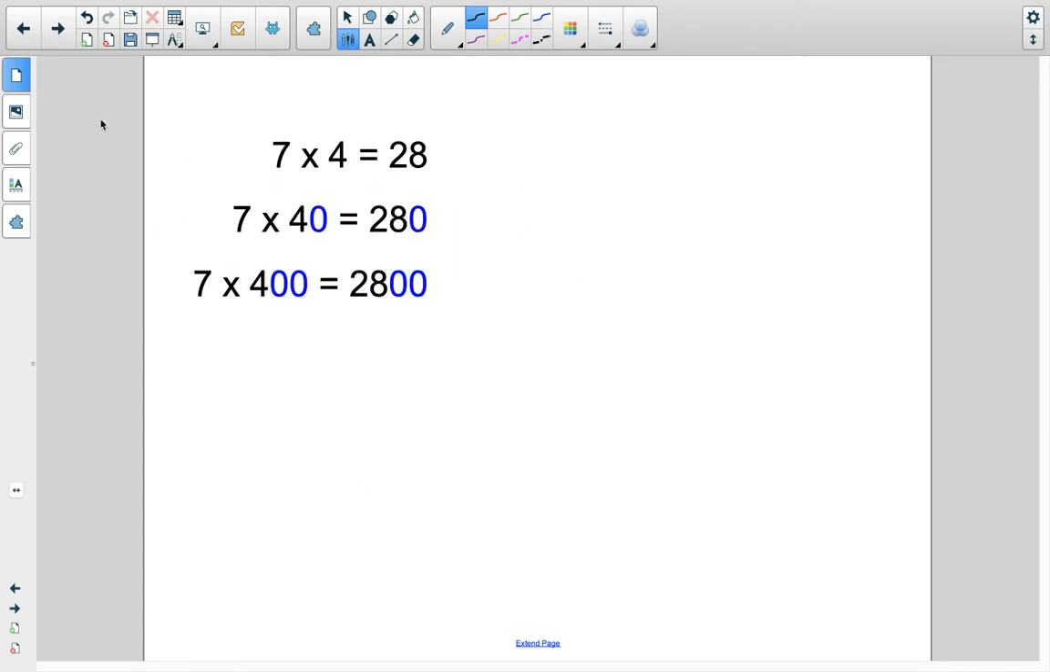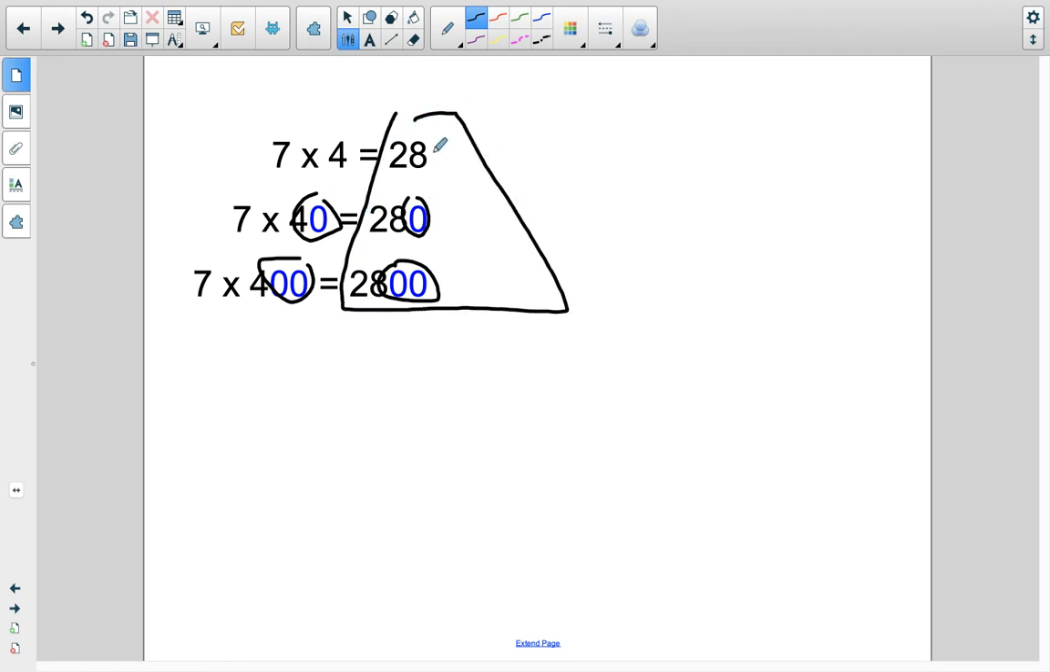So let's take a look at what that might look like if I draw it out a little more. 7 times 4 is 28. 7 times 40 is 280. 7 times 400 is 2,800. So it's my two zeros, my 1 zero, my 1 zero. So you can see the pattern here, the growth pattern, 28, 280, 2,800. You can probably guess what 7 times 4,000 would be. There'd be one more zero, right?